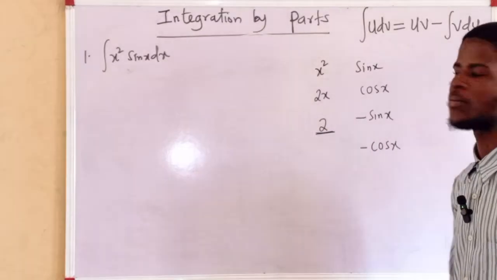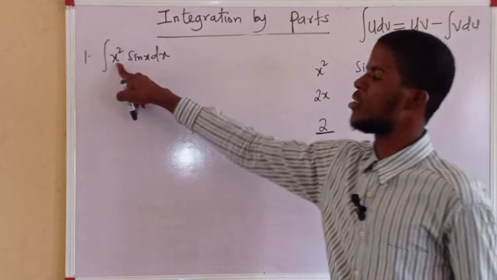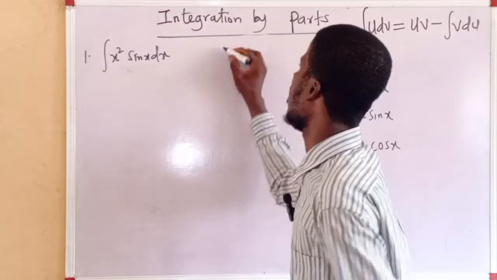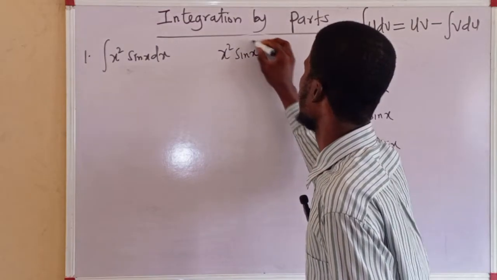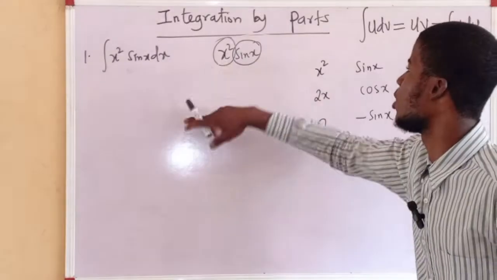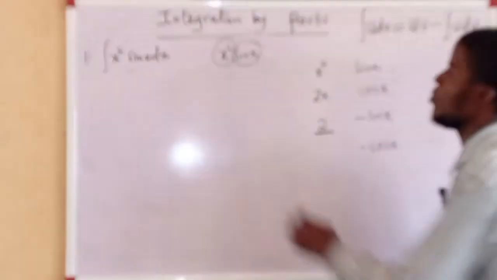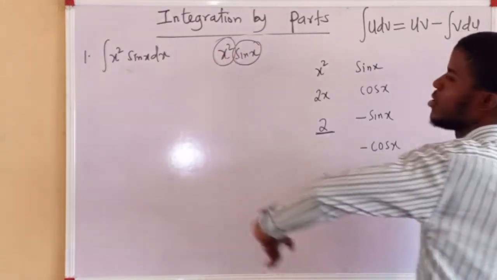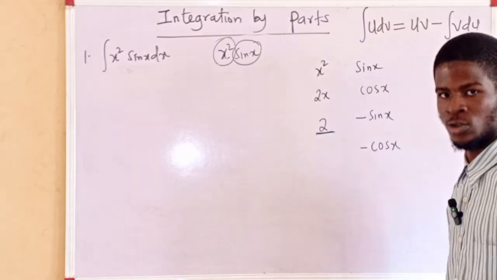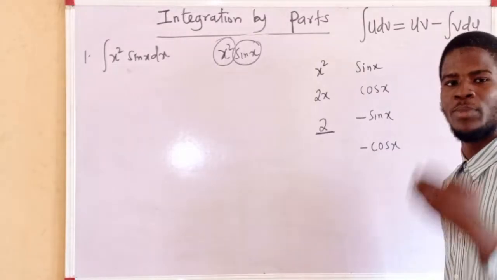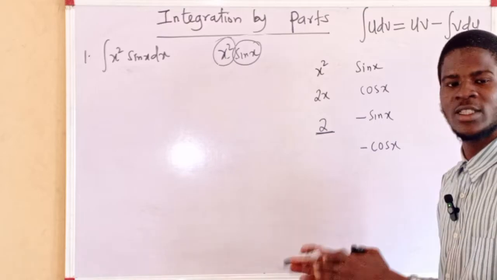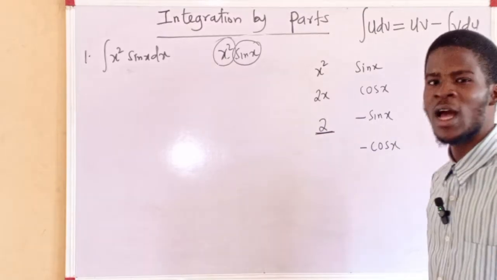So the idea is to choose the part of the function. I'm saying it is a part now. We have x squared sine x, so it's in two parts, x squared and sine x. The part of the function that will produce a constant after successive differentiation should be chosen as u. Okay? The part of the function that will lead to a constant after successive differentiation should be chosen as u.